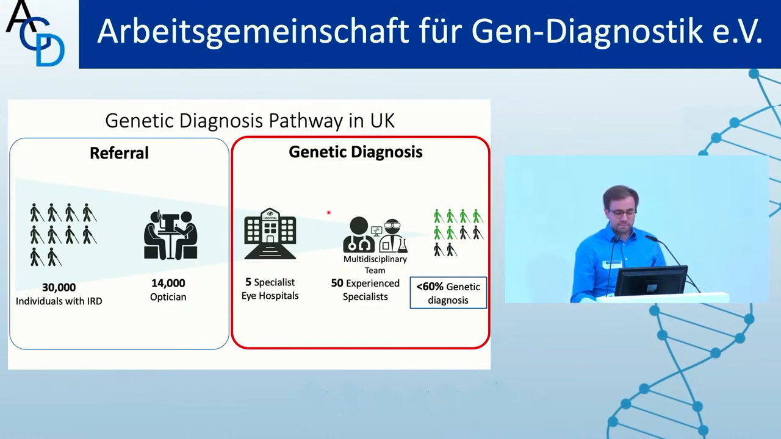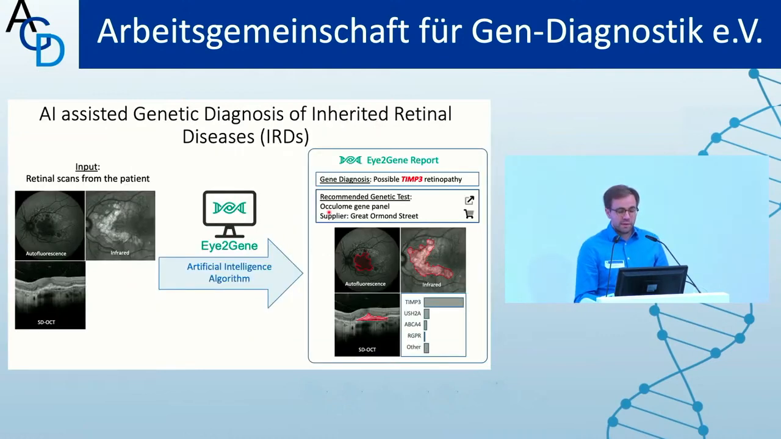So what we're developing is Eye2Gene, an AI system that can take images from the different imaging modalities that I've mentioned, and can give you a report with a gene diagnosis, and ideally highlight as well the features in the retina which have been used for that gene diagnosis.